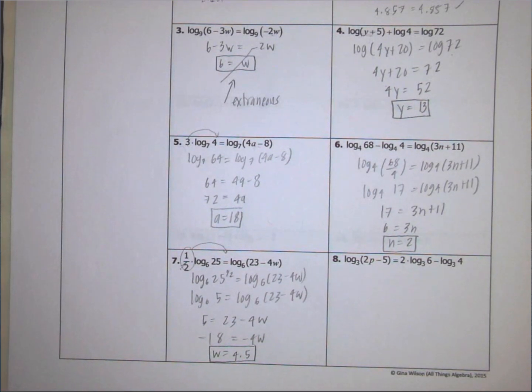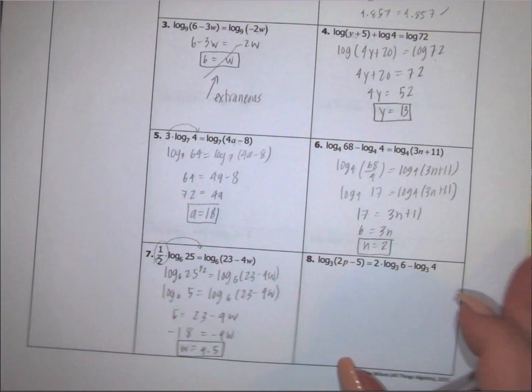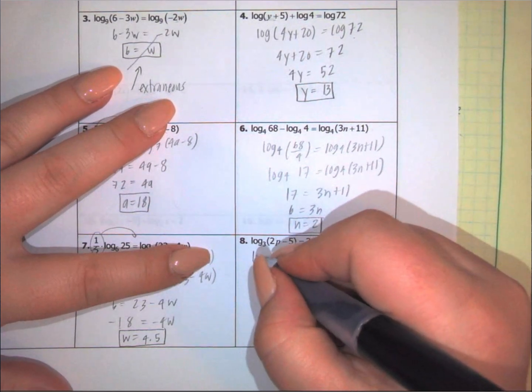Again, if you plug that back in for w in the original equation, the inside of the log is not negative, so it's not extraneous.